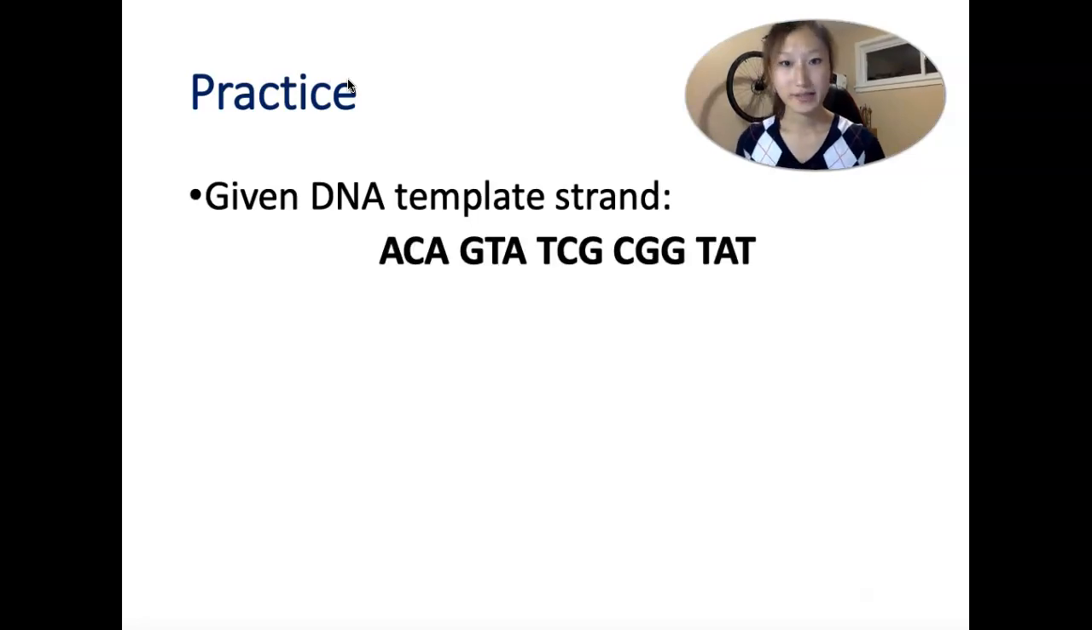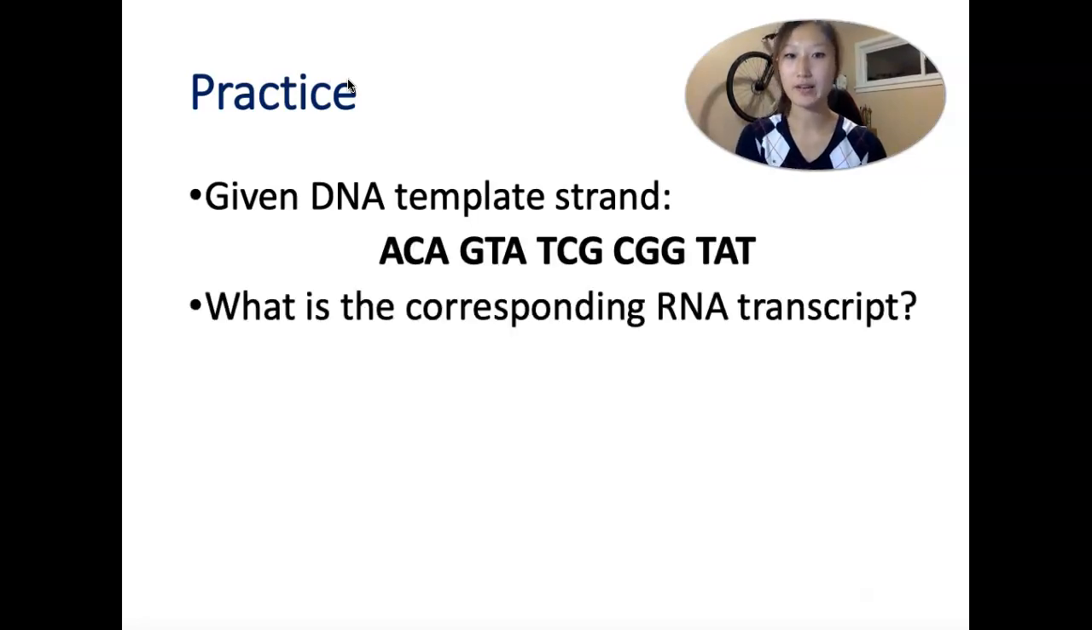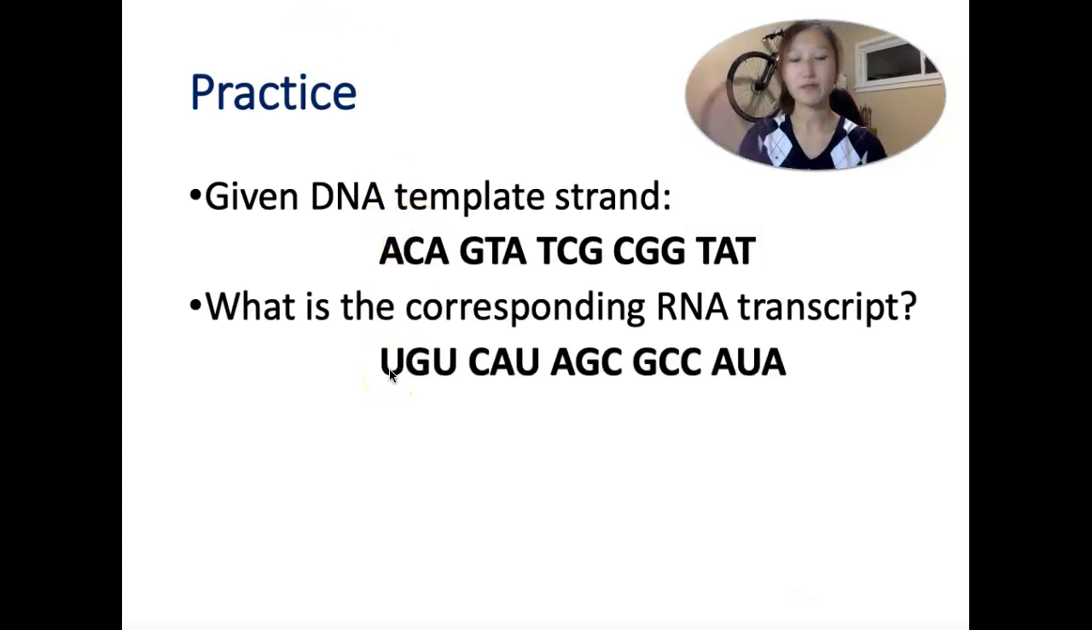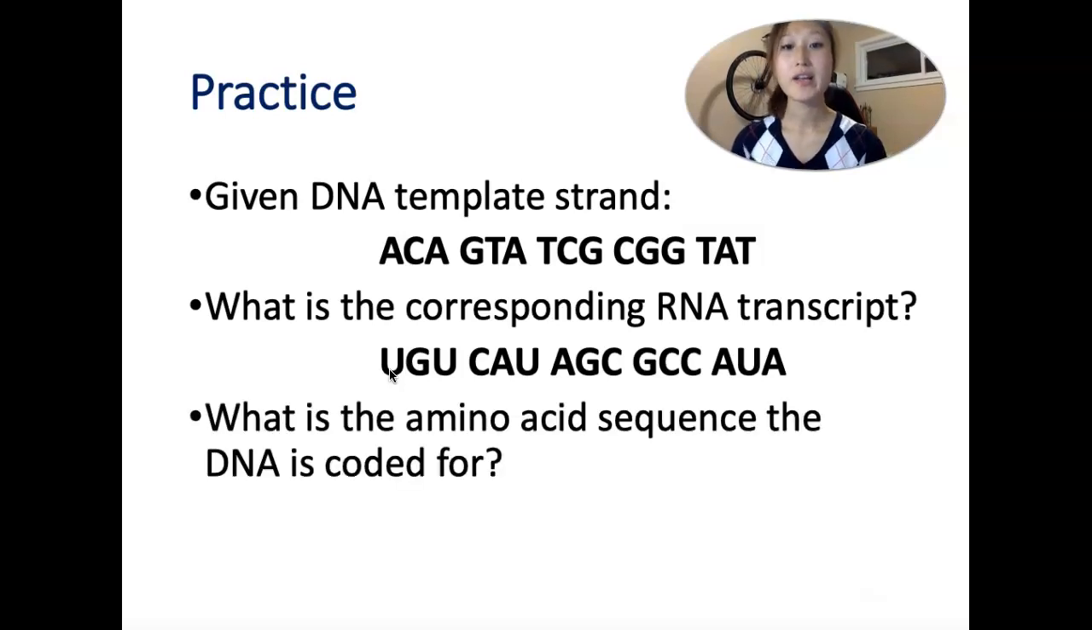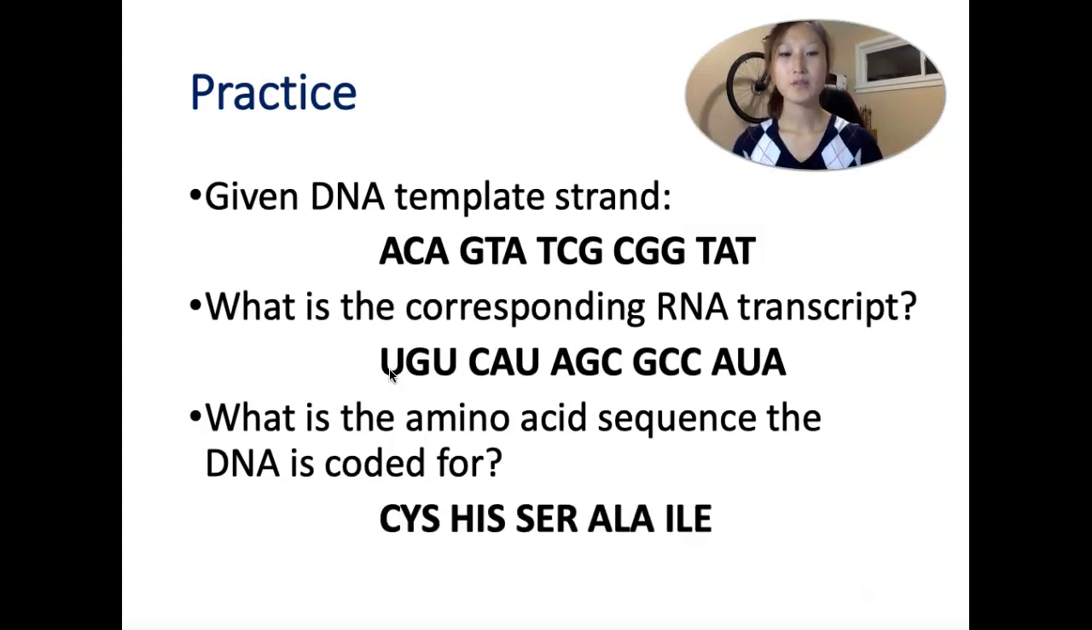So practice. DNA strand right here. How do you get an RNA? You do A to U, and then G, and so on. Okay, so you can take a look. You're welcome to pause and see if you can practice this on your own. And then you can pause again and see if you can figure out what the amino acid sequence is supposed to be as well. So that's the answer. I hope the answer is right.